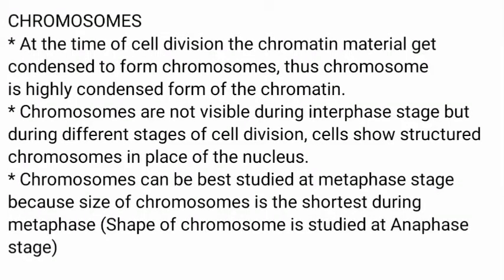Chromosomes. At the time of cell division, the chromatin material gets condensed to form chromosomes. Thus, chromosomes are the highly condensed form of the chromatin. Chromosomes are not visible during the interphase stage, but during different stages of cell division, cells show structured chromosomes in place of the nucleus. Chromosomes can be best studied at metaphase stage because the size of the chromosome is the shortest during metaphase. The shape of the chromosome is studied at anaphase stage.